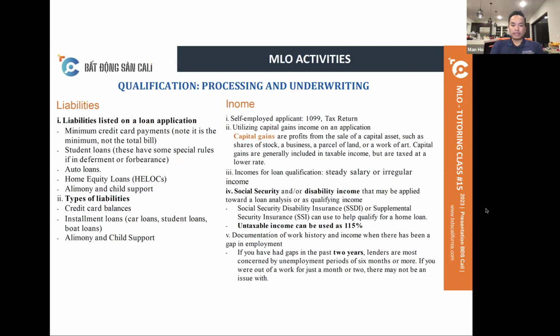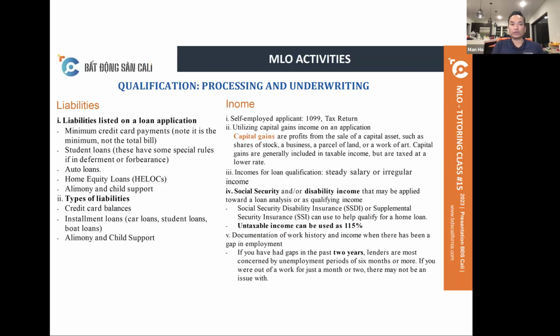Documentation of work history and income where there has been a gap in employment. Sometimes people take a couple of months off, no pay. It's called a gap. If you work a year, 12 months, and you take 2 months off to travel, you get a gap in there. If you have a gap in the past 2 years, lenders are more concerned about an unemployment period of 6 months or more. So if you only take 2 months within 2 years, or let's say 4 months within 2 years, that should be okay.